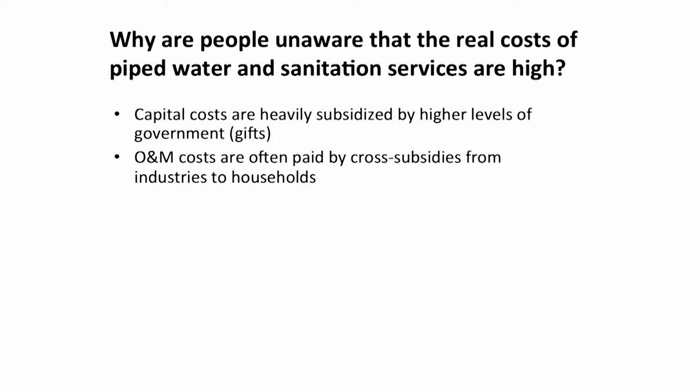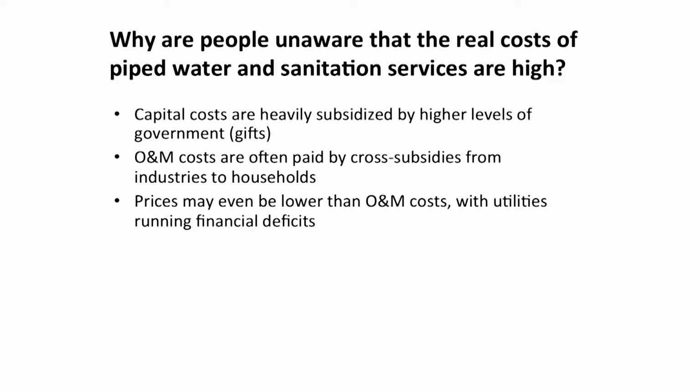Second, in larger cities, O&M costs are often paid by cross-subsidies from businesses and industries to households. Households would typically not know about the size or even the existence of such cross-subsidies. Third, water bills may not even cover operation and maintenance costs. In many developing countries, communities receive not only capital subsidies, but operating subsidies as well. In such cases, utilities run very large financial deficits.